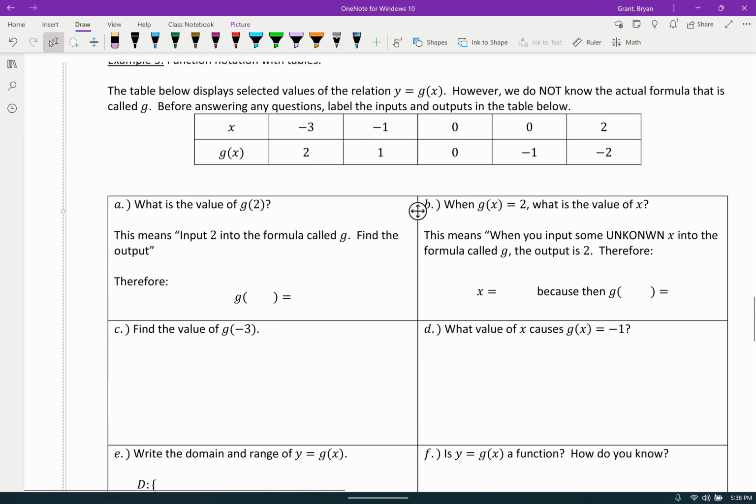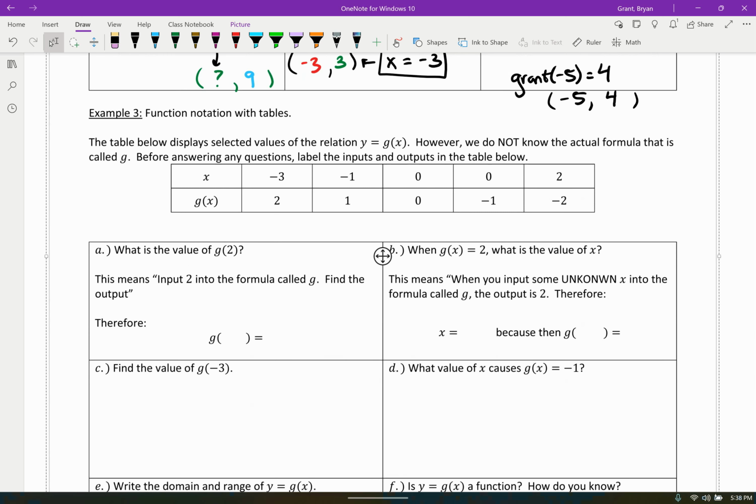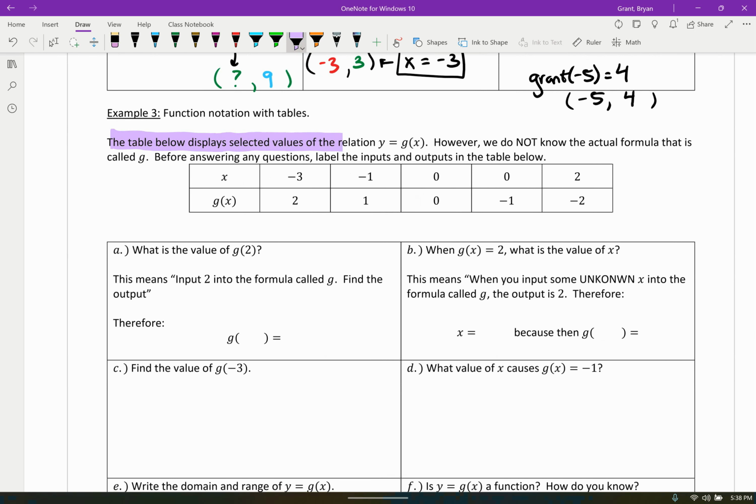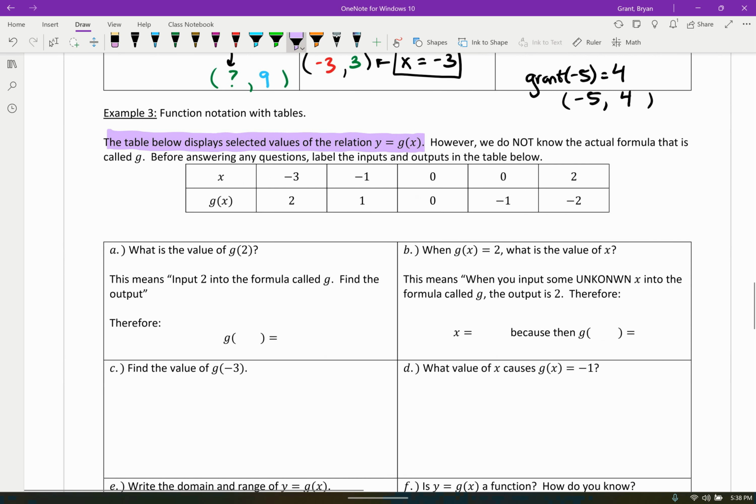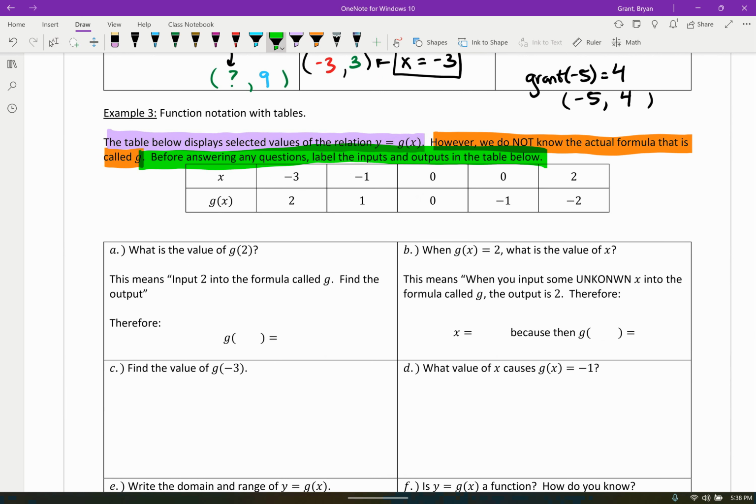So if you need a quick breather, take it, but this last part of the lesson, example 3 and example 4, go pretty quickly. All right, let's read through example 3 carefully. The table below displays selected values of the relation y equals g of x. Okay, selected values. Let's get into that in a second. However, we do not know the actual formula that is called g. Before answering any questions, label the inputs and outputs in the table below.